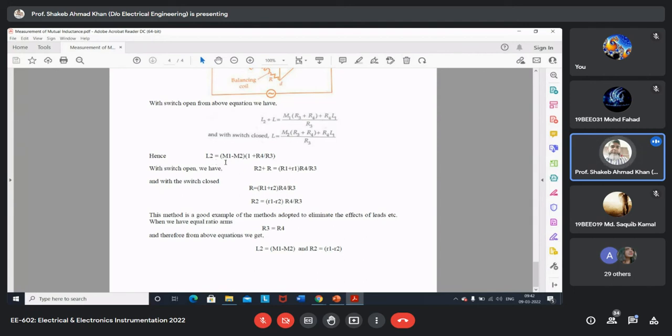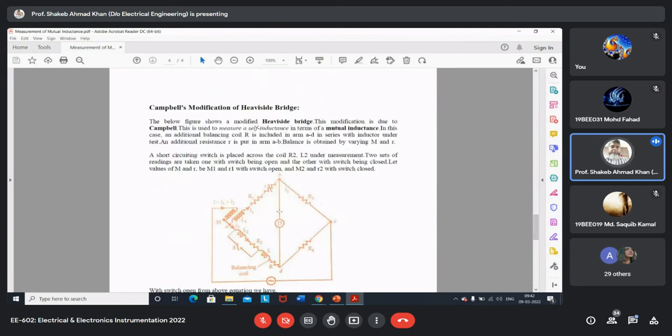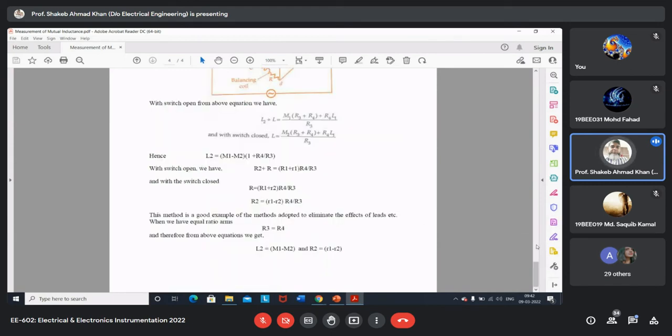In this case, you see your mutual inductance M is variable here, M1 and M2. Obviously this mutual inductance should be standard and it should be known. So in terms of mutual inductance, we are measuring the self-inductance, and it is done with the help of the Campbell's modification of the Heaviside bridge.